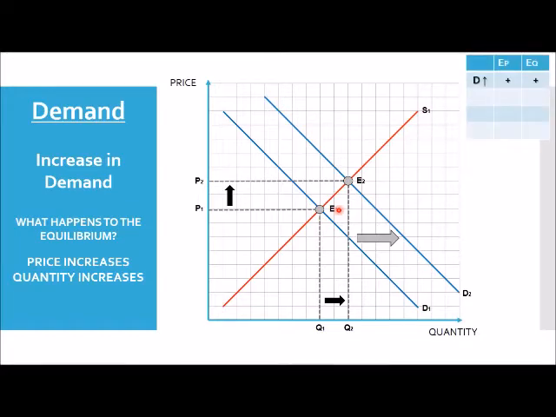And so I'm going to put this little chart up here in the corner. We're going to refer back to this, especially in the next video. But as you can see, demand increases, equilibrium price is positive, equilibrium quantity is also positive. Keep that in mind as we go.